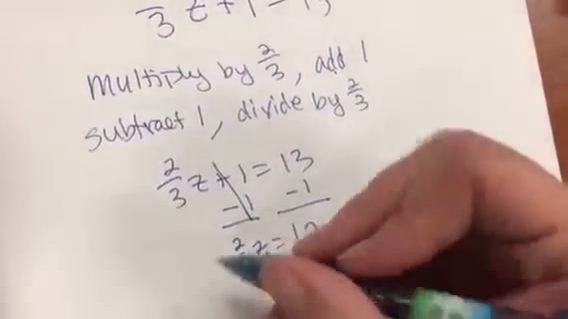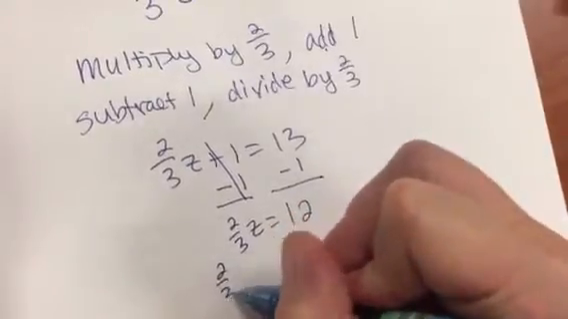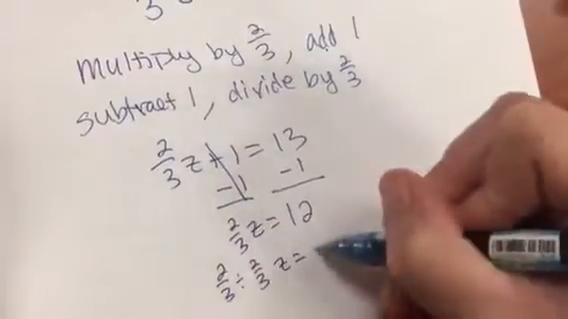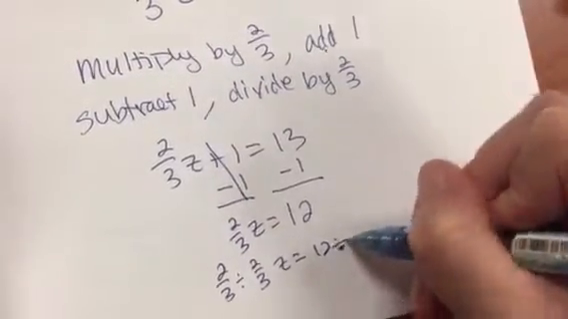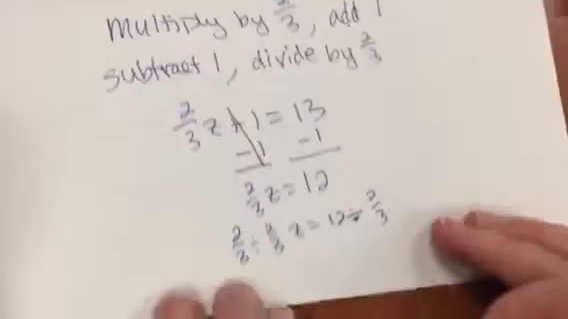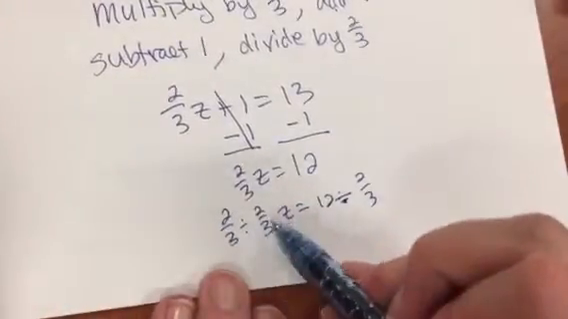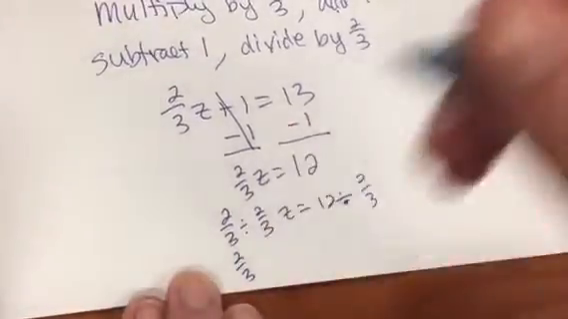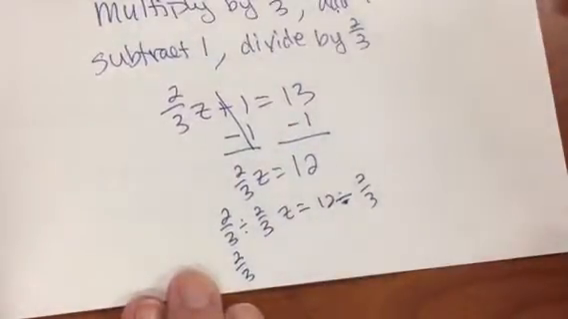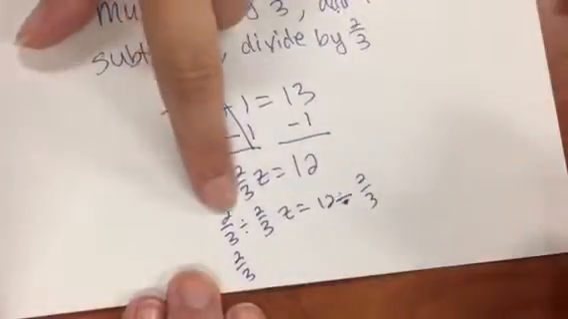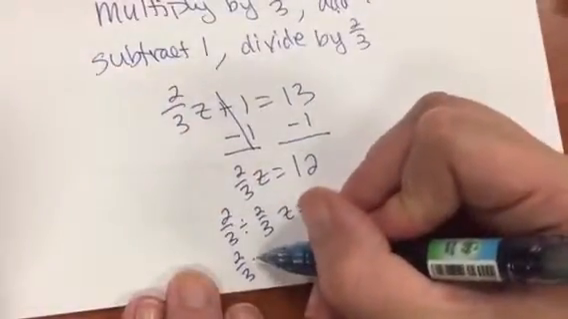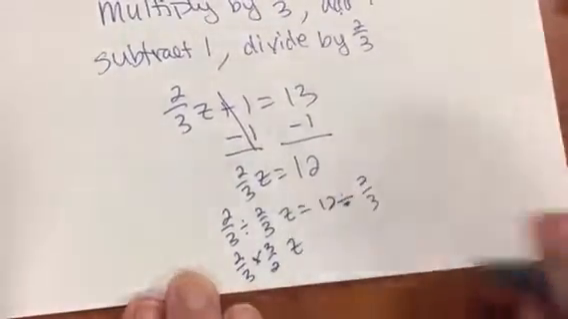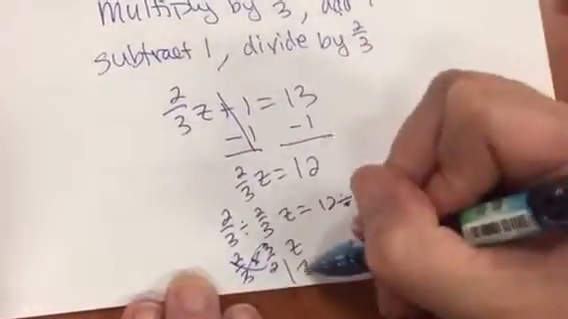Right, that's exactly right. So now I have 2/3 divided by 2/3 z equals 12 divided by 2/3. So 2/3 divided by 2/3, when I multiply by the reciprocal, anything divided by itself is always going to give you 1. I'm just showing them so that they can see that it equals 1. So that's just going to be 1z.